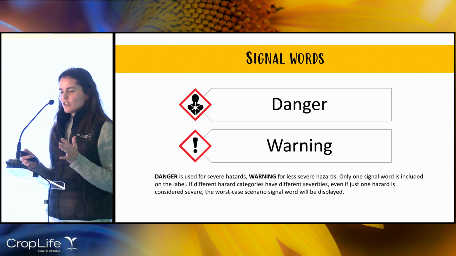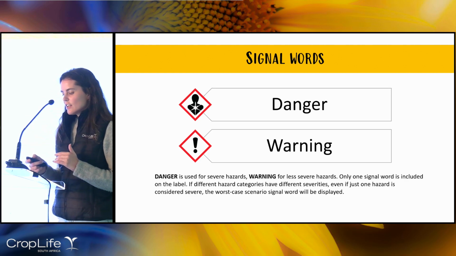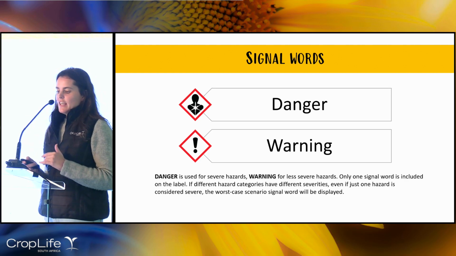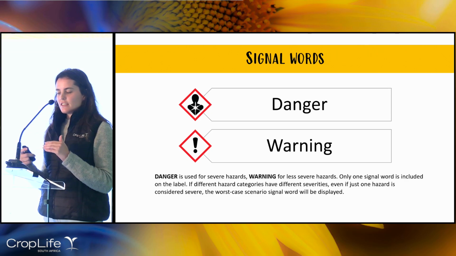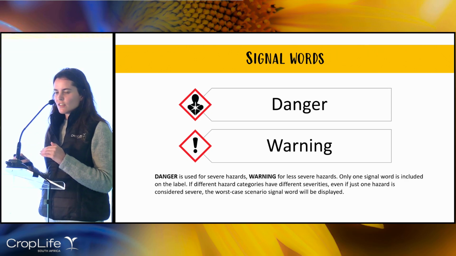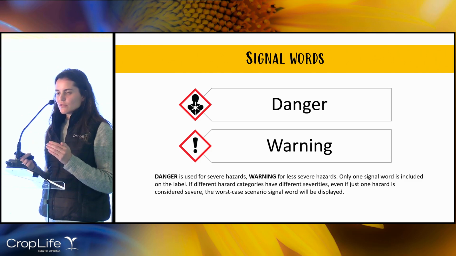So for example, if you look at all of your different hazard classes for your formulation, if danger is flagged by any of those, you will always include danger as the signal word. If only less severe hazards are flagged, the final classification would have a warning signal word.